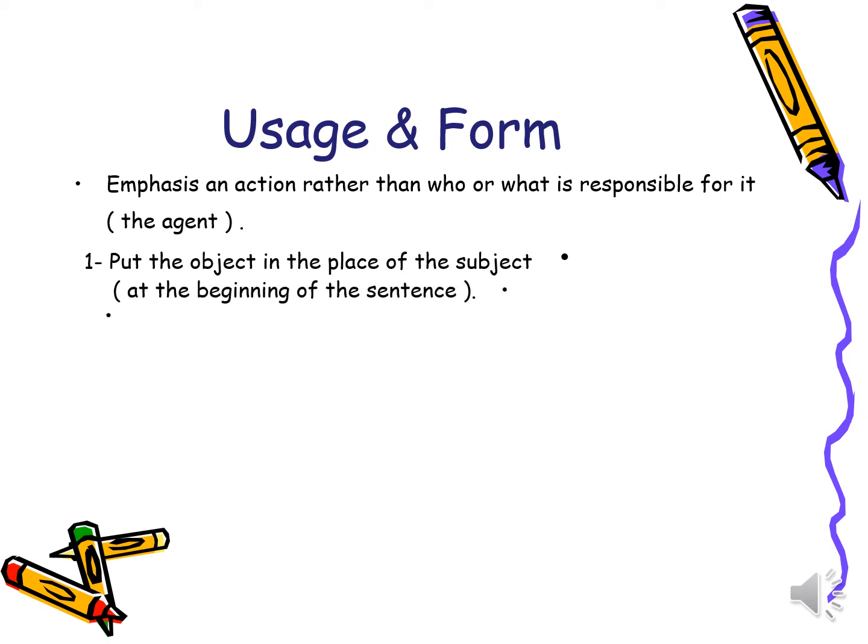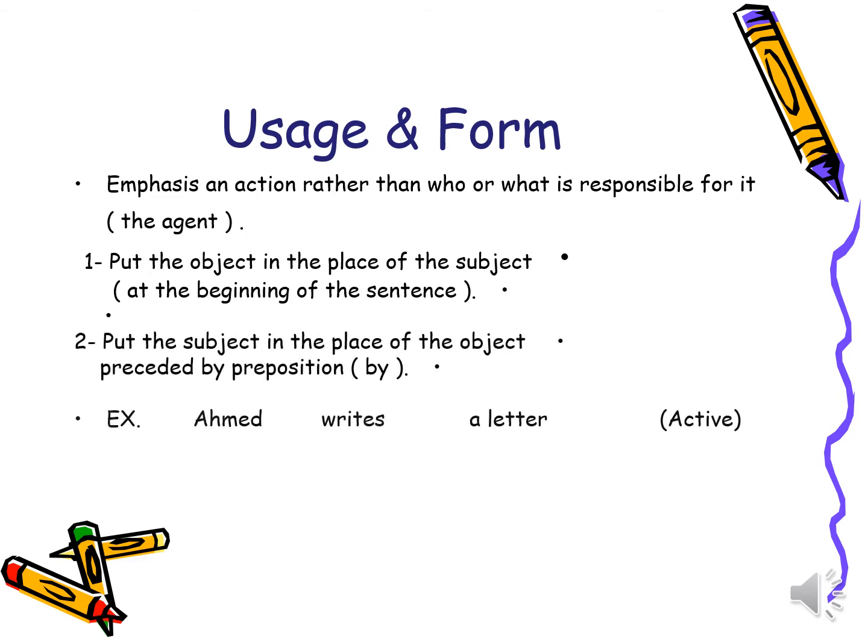Look at the example here. We have: Ahmad writes a letter. This is active. How do we form the passive? We have to replace Ahmad with a letter. We will begin with a letter. And of course we have here the verb writes. It's in the present simple tense. So we add the verb to be, is, because a letter is singular, and the past participle is written. So it will be: A letter is written by Ahmed.